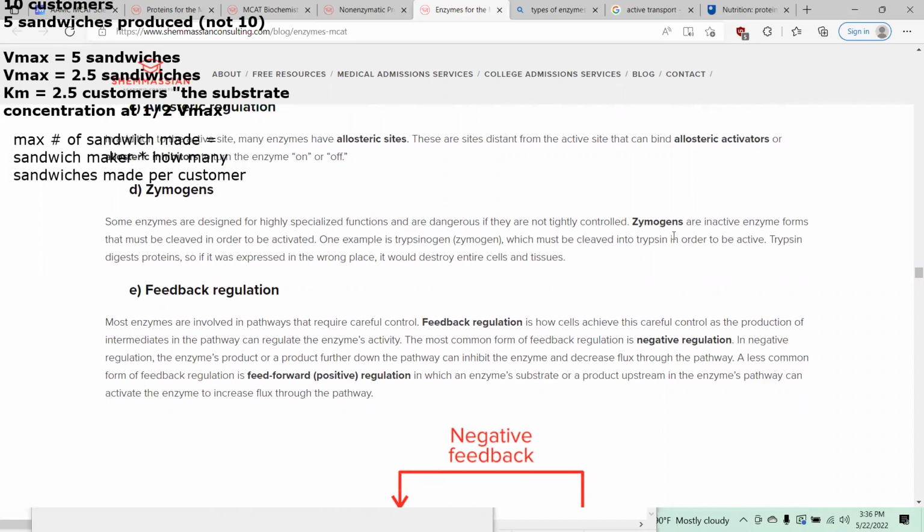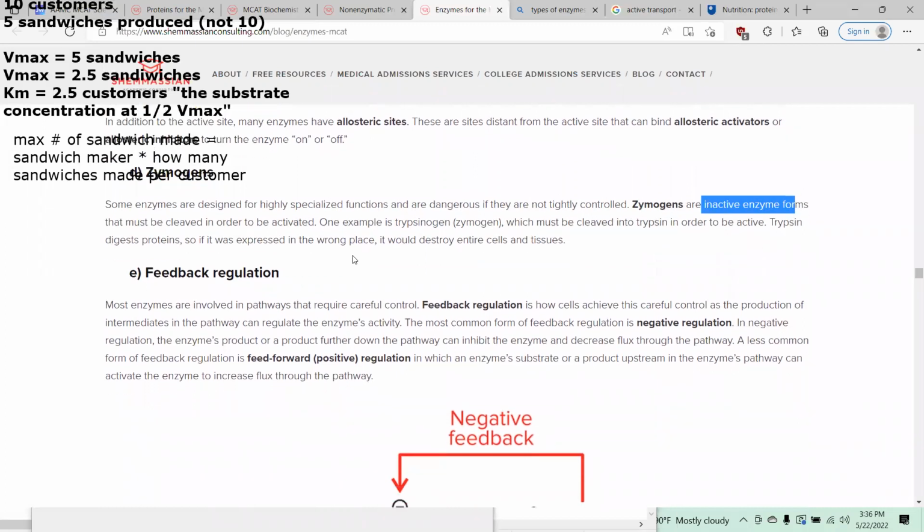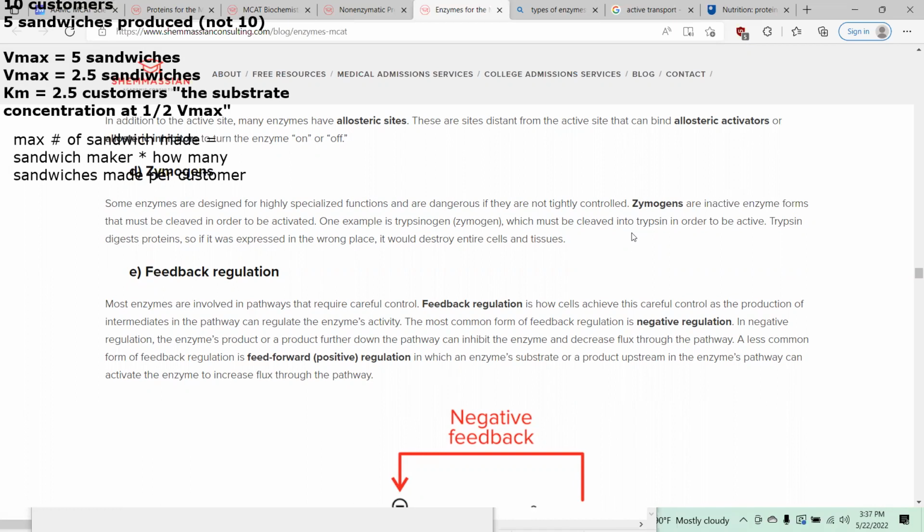Zymogens are the inactive enzyme, and they need to be cleaved in order to be activated. So this is very important if we think about digestive enzymes such as trypsin or pepsinogen in the stomach, right? When they're produced, they can't just start working right away. They're going to destroy the machinery around that was used to create them, right? Rather, they're created in an inactive form, then sent to the place where they need to be, and when they're there, they get cleaved, and then they start working and they do their function properly.